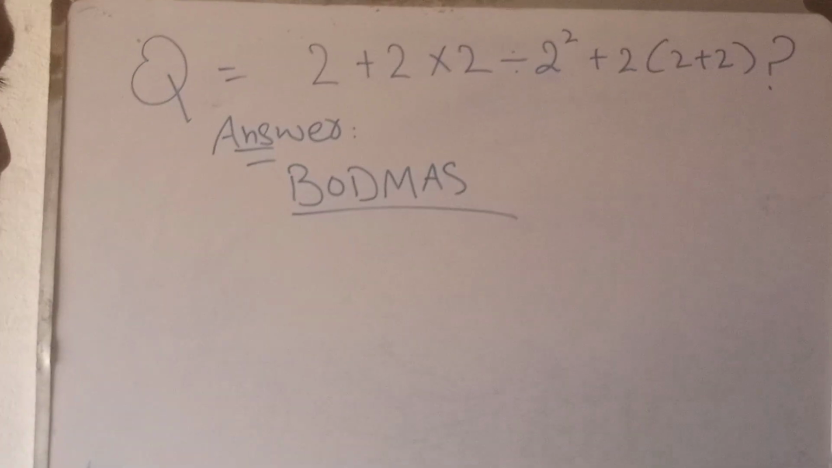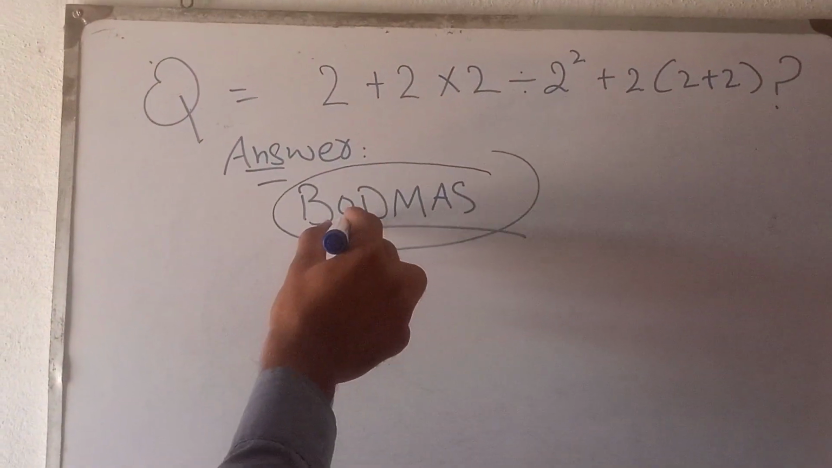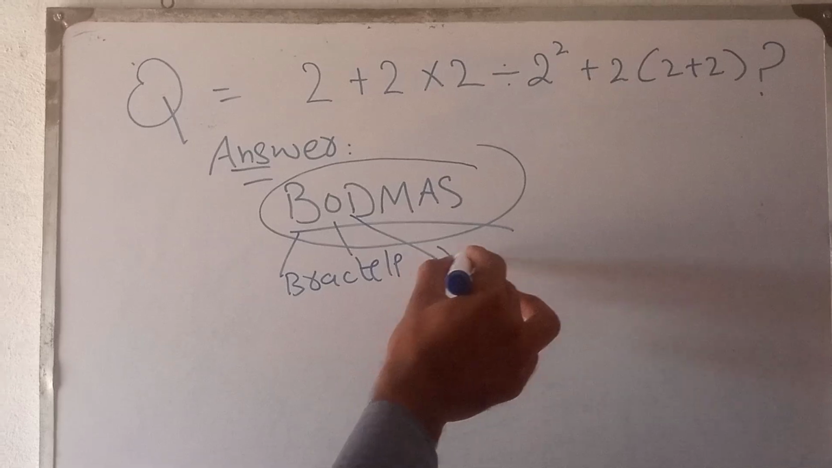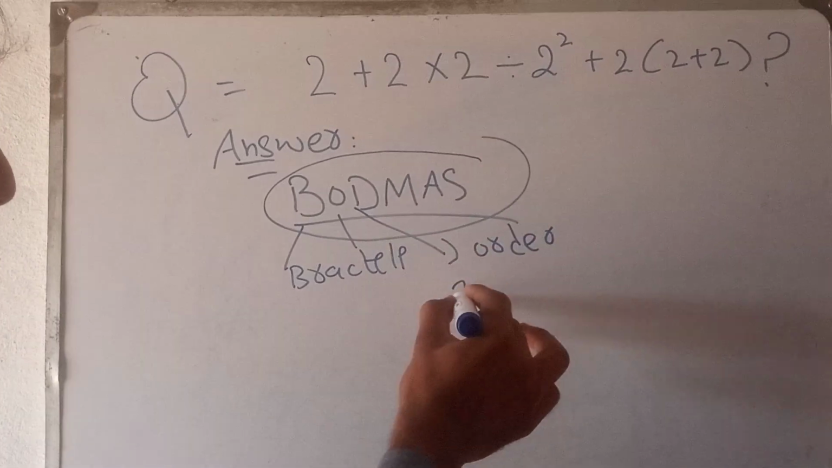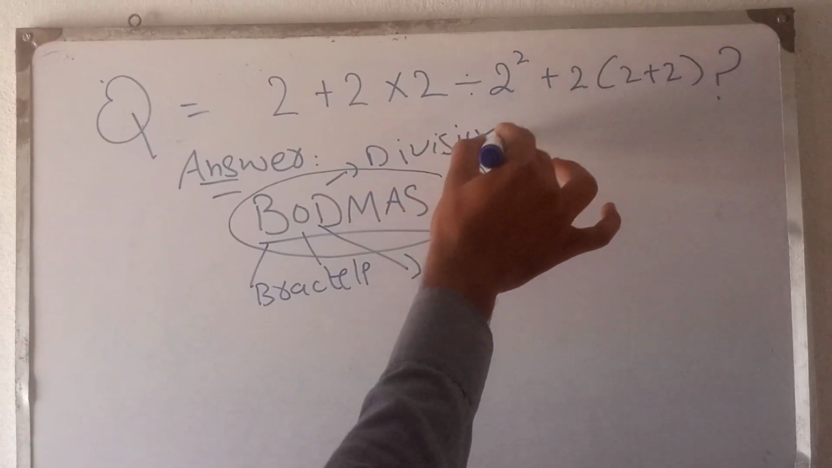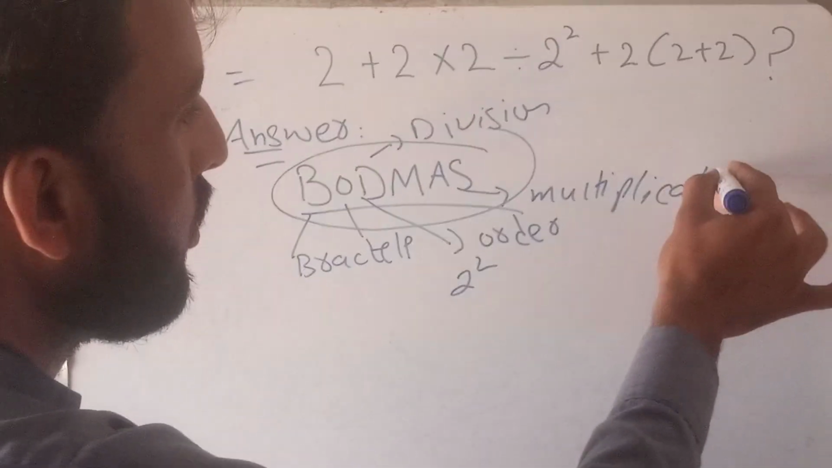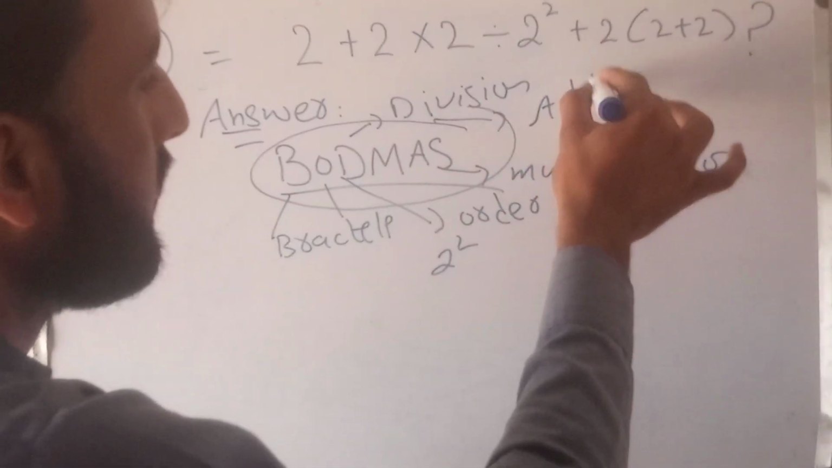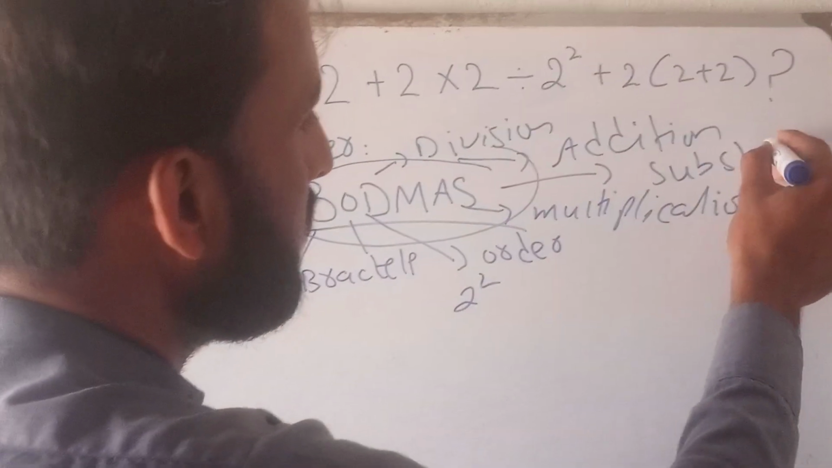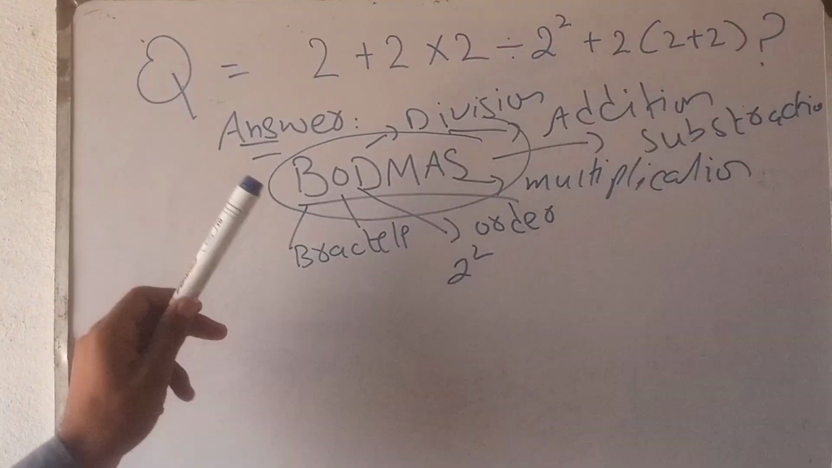We solve it by using the BODMAS rule. In the BODMAS rule we first solve brackets, then orders. O is for orders. Order means squares and powers. Then we solve division. Then we look at multiplication. Then we look at addition. And lastly we look at subtraction. Here we will follow this rule to solve this question.